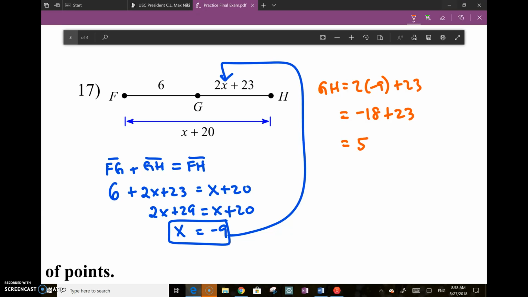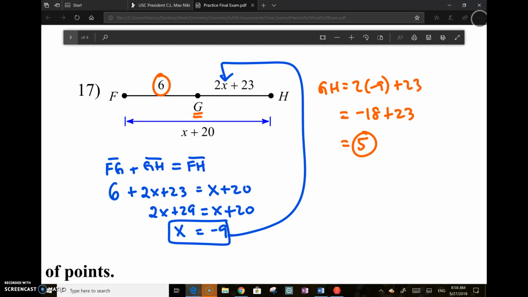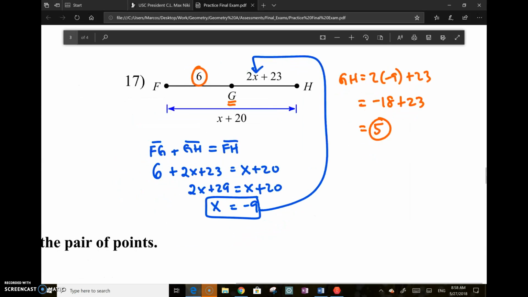Okay, now let's take a moment and think about that. This is 5. This one is 6. And some of you might have assumed that point G was in the middle or the midpoint, but you can see numerically they are not equivalent. So that means that G is indeed not the midpoint. So just to reinforce that message earlier, please be careful with that.